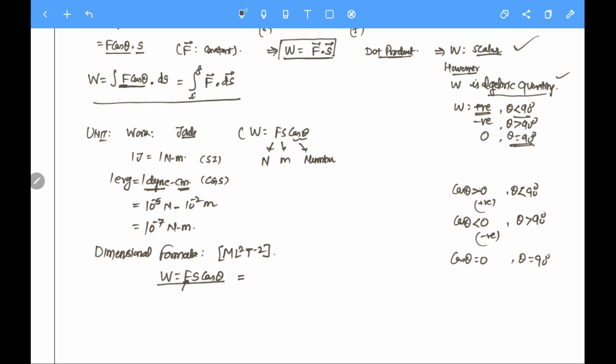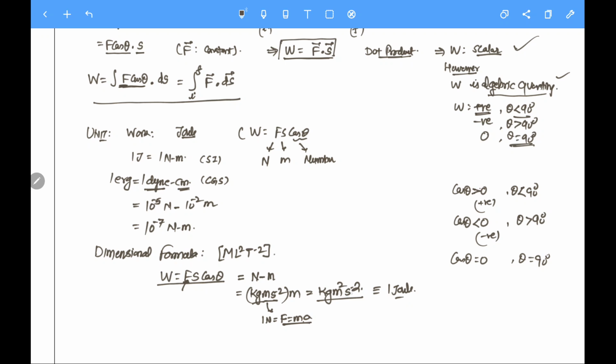Here, the unit of F is Newton and S is displacement, its unit is meter, and cos theta is a number. Newton is the kilogram meter per second square, because 1 Newton is the unit of force, and force is mass into acceleration. Mass is kilogram, acceleration is meter per second square, and meter. So it is kilogram meter square per second square. This is 1 joule.